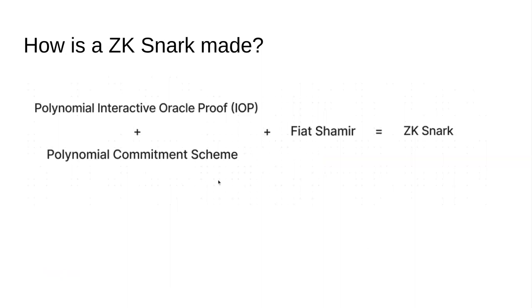Okay, so how is a zero knowledge SNARK made? Things are about to get a little bit, not really complex though. A ZK SNARK is comprised of a polynomial interactive oracle proof and a polynomial commitment scheme, and when we combine them with Fiat-Shamir, we get a ZK SNARK. What we get from the polynomial interactive oracle proof and the polynomial commitment scheme is an interactive protocol. To render that interactive protocol non-interactive, we use Fiat-Shamir. Fiat-Shamir is basically a cryptographic technique to render an interactive public coin protocol non-interactive.